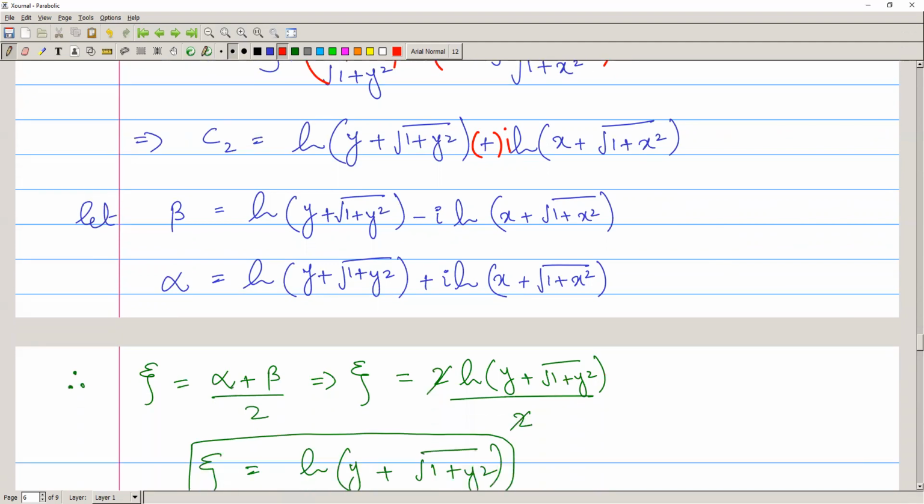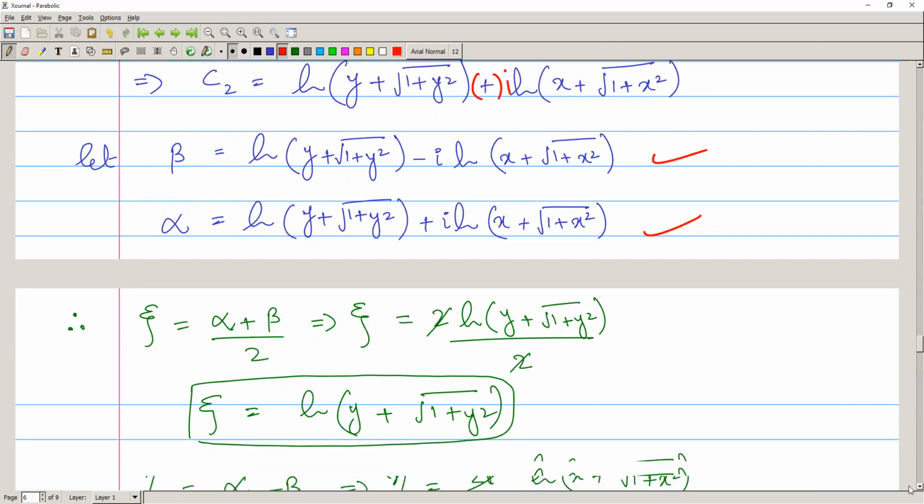So now we have to use another transformation to get rid of this iota. So what we'll do, we will choose beta and alpha. So we choose beta is equal to ln of y plus square root of 1 plus y squared minus iota ln of x plus square root of 1 plus x squared, and alpha is equal to ln of y plus square root of 1 plus y squared plus iota ln of x plus square root of 1 plus x squared, right?